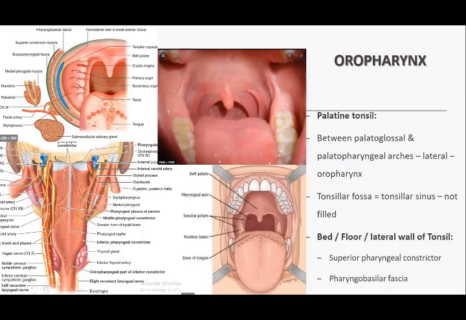Above, this is the base of the skull, the occiput. Extending between the base of the skull and the upper border of the superior constrictor muscle of the pharynx, this is a fascia on the inside of the pharynx. This fascia is called the pharyngobasilar fascia, from the base of the occiput to the upper border of the superior constrictor of the pharynx, lining the inside of these muscles. This is the pharyngobasilar fascia.